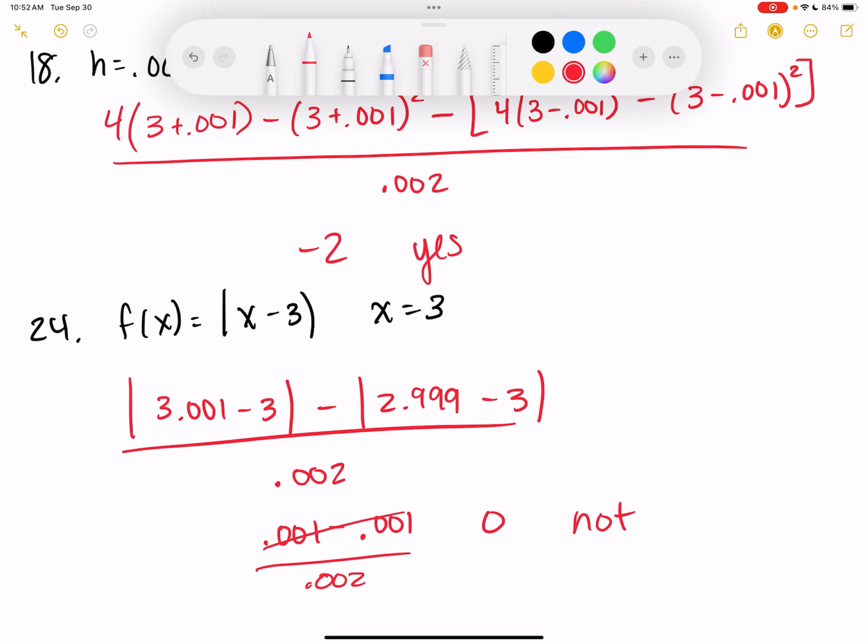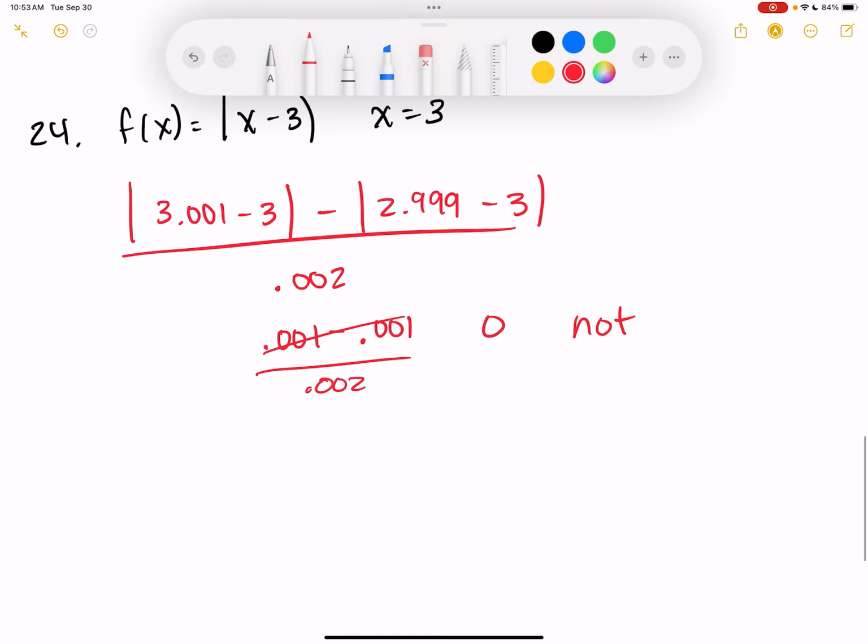That's pretty much all for this section. There's not really anything else that's super critical in this section. Any questions? So problems here: 1, 5, 7, 11, 13, 17, and 23.